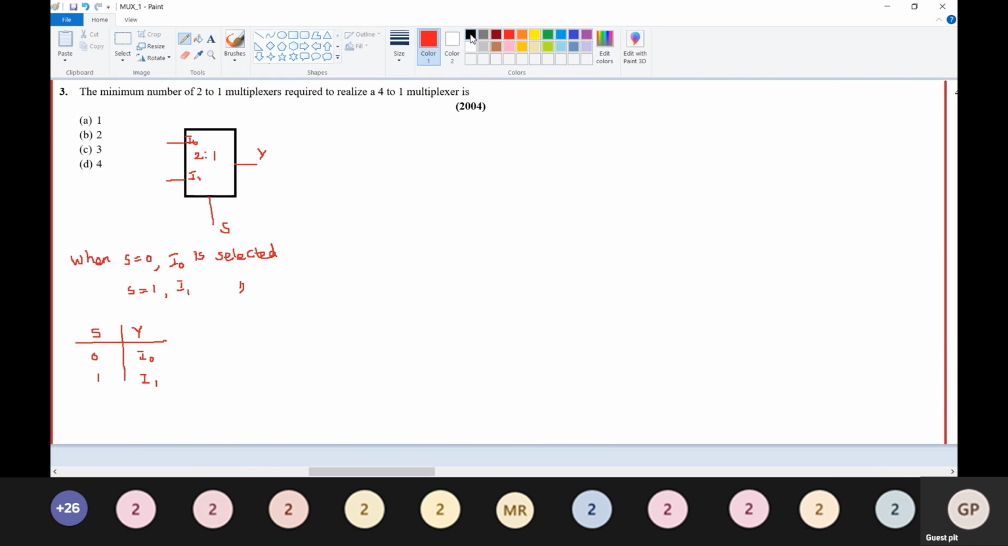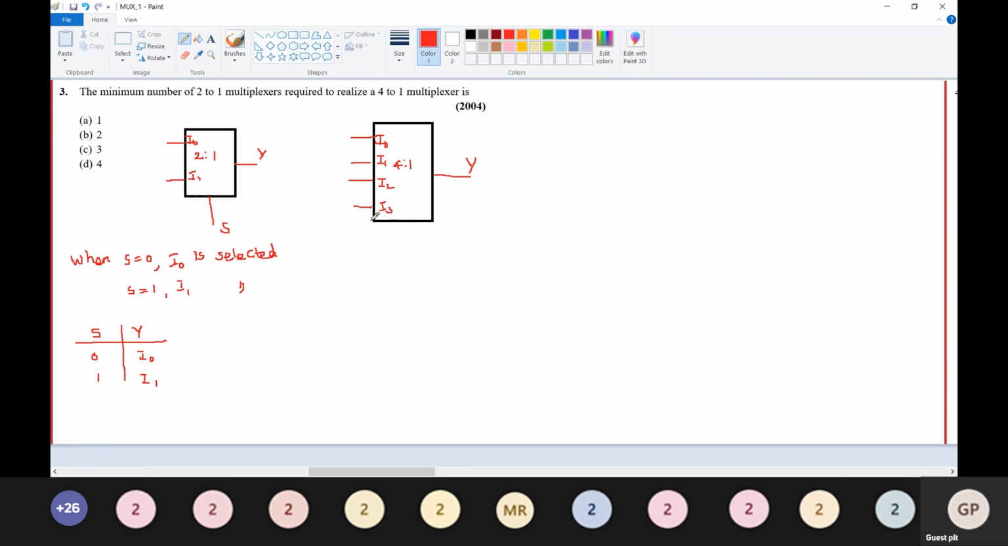Now we'll see the general structure of a 4:1 multiplexer. For a 4:1 mux, this is the input and this is the output. We have 4 input lines and 1 output line. This is your I0, this is your I1, your I2, and your I3.